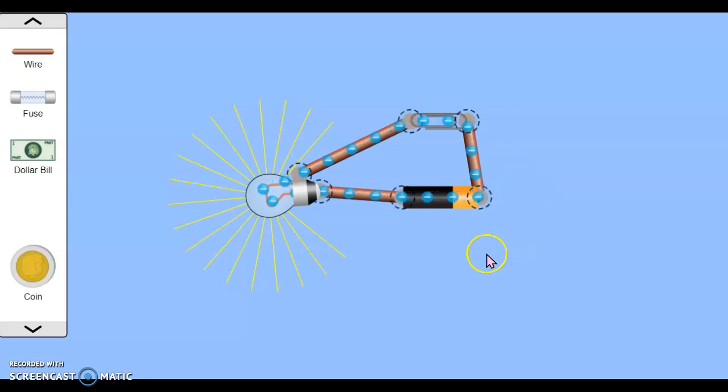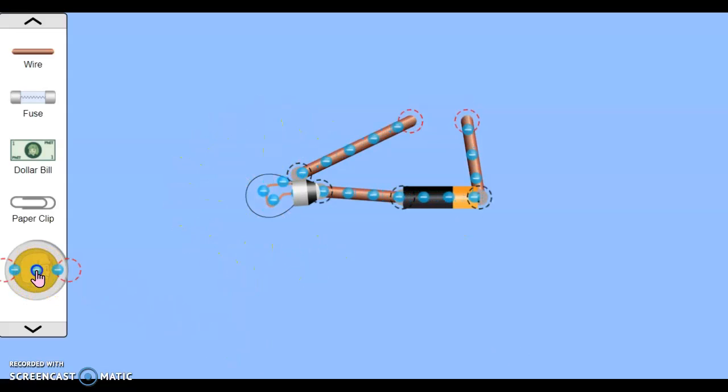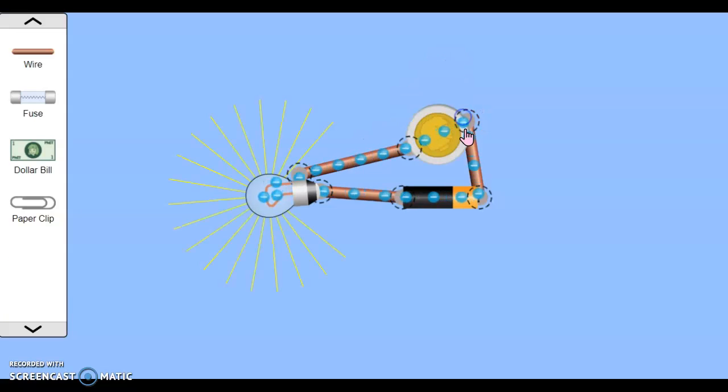So that is what you mean by an insulator and a conductor. Let's remove this and try the coin. Can you guess, is the coin an insulator or a conductor? Let's observe. Alright, so our coin is a conductor because it allows electrons to pass through it and makes the bulb light up. So this is a conductor.